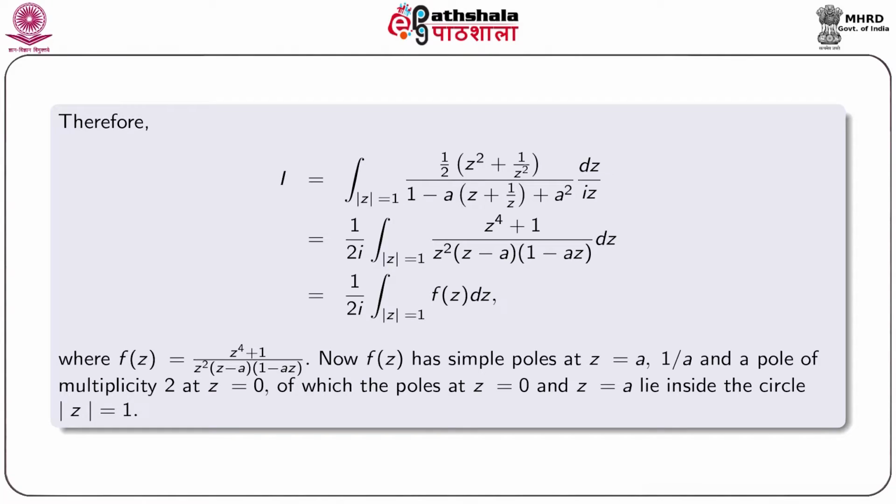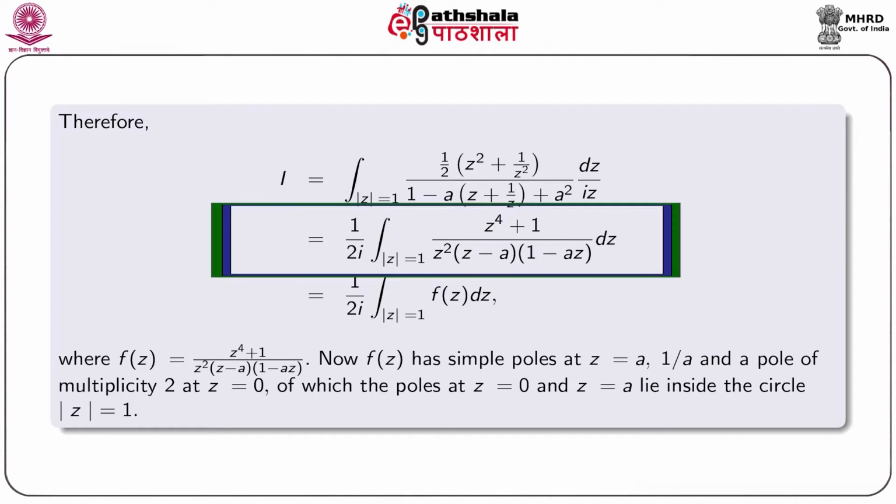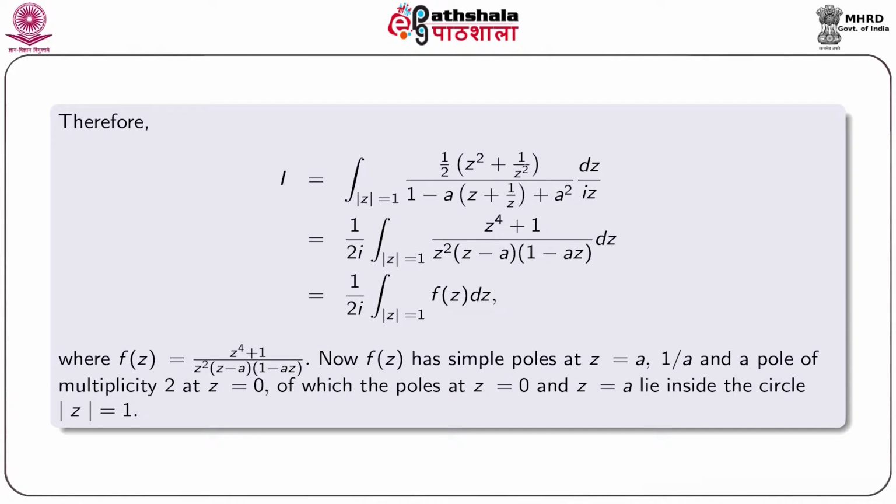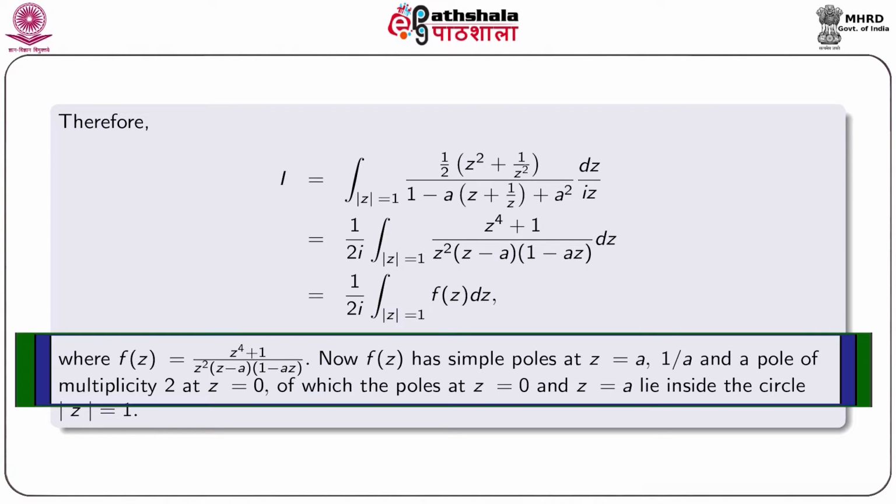Therefore, I equals the integral over |z| = 1 of (1/2)(z² + 1/z²) / ((1 − a(z + 1/z) + a²)) dz/(iz), that is equal to 1/(2i) times the integral over |z| = 1 of (z⁴ + 1) / (z²(z − a)(1 − az)) dz, and this is equal to 1/(2i) times the integral over |z| = 1 of f(z) dz, where f(z) = (z⁴ + 1) / (z²(z − a)(1 − az)).